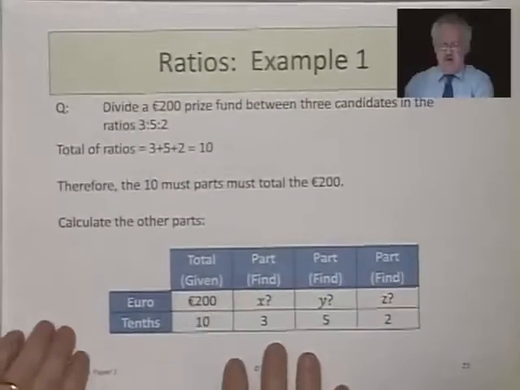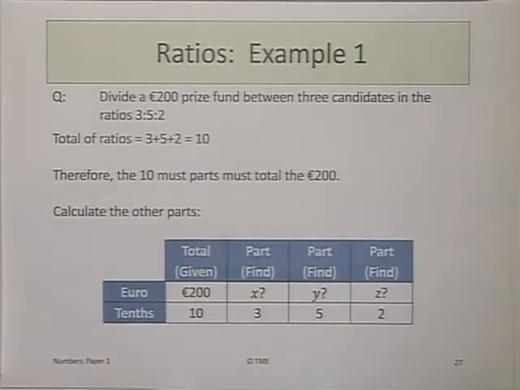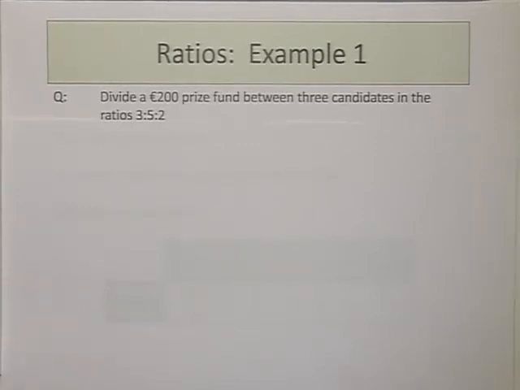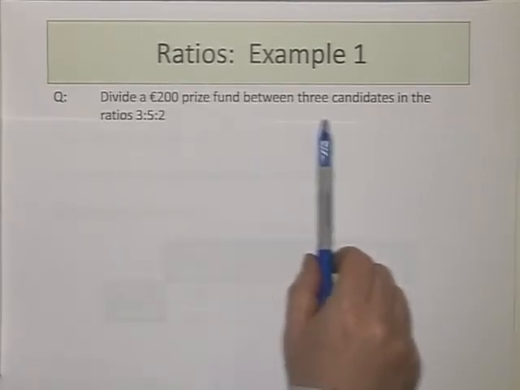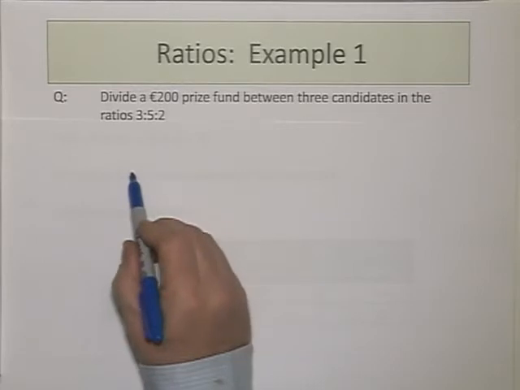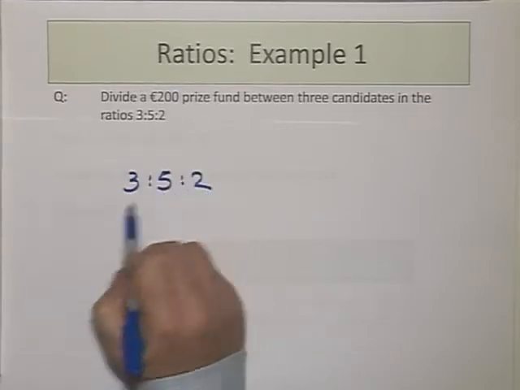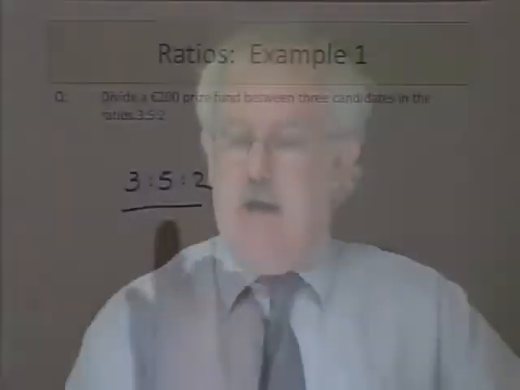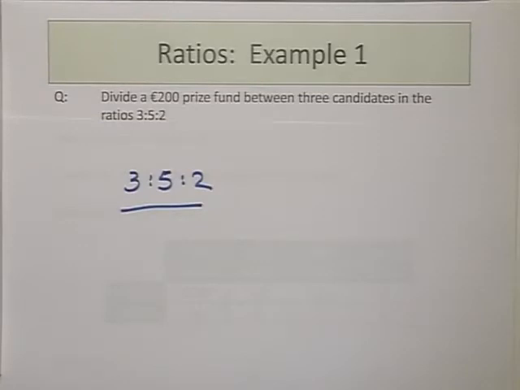So this is the question now for you. Or maybe I'll do this one and then leave the second one to you. You have €200 prize between 3 candidates in the ratio 3 is to 5 is to 2. So you all shared in some lotto tickets or something. Some person bought 3 of them, one person bought 5, another person bought 2. And you decided that if anybody won, you were going to share the prize. And €200 came in. Divide that 200 now in the ratio 3 is to 5 is to 2.